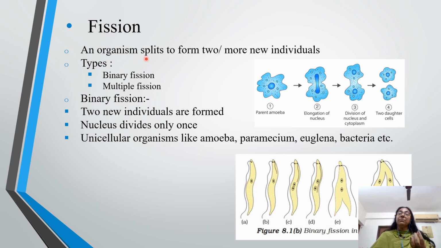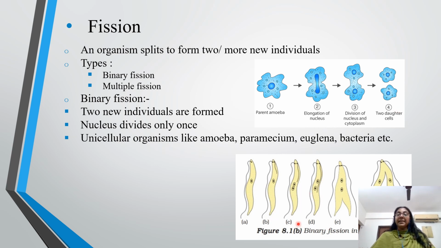An organism which splits into two or more individuals, we call it fission. In binary fission, two new individuals are formed, where the nucleus starts its division first. The nucleus elongates, which results in the split of the nucleus, and a small constriction is formed. That constriction deepens, dividing the cell into two equal daughter cells and forming two new organisms.